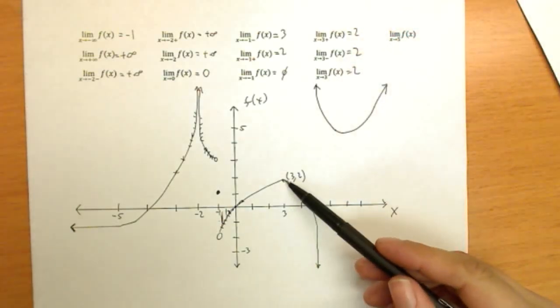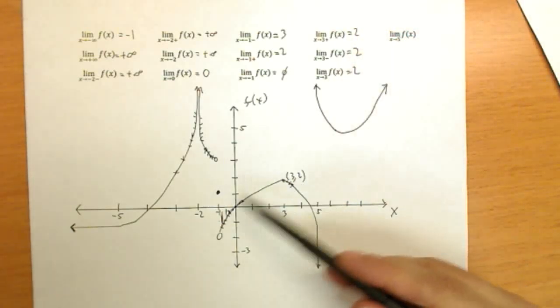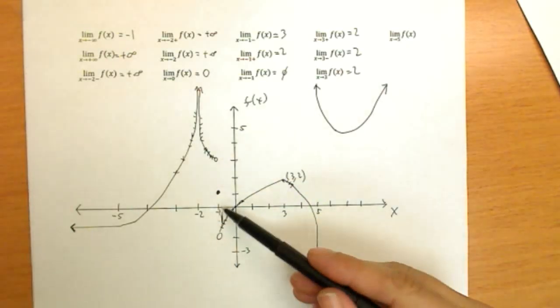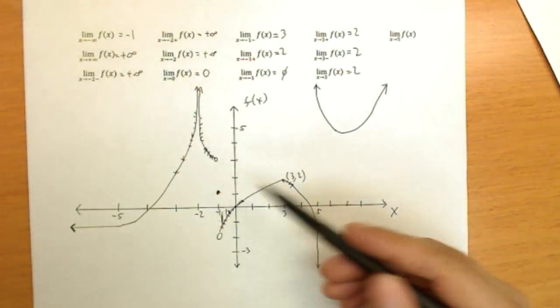The function isn't doing anything odd. F of 3 is actually 2, and there's no breaks, no holes, no dots. Whereas over here, f of -1 would actually be 1. It wouldn't agree with either limit.